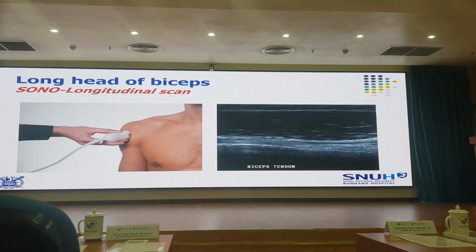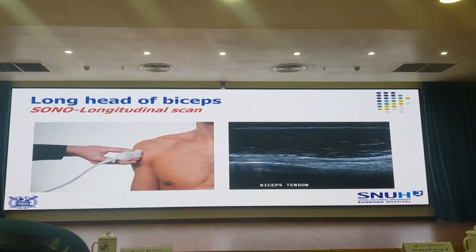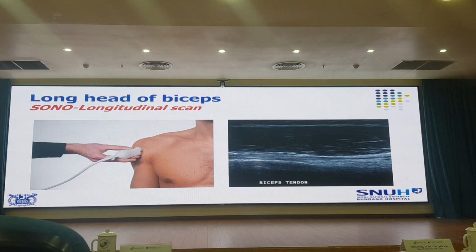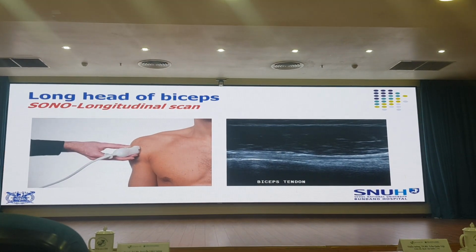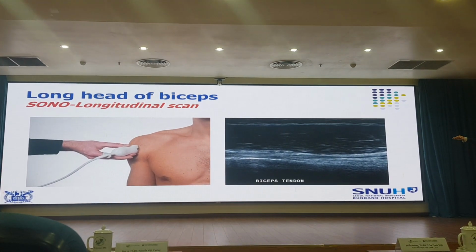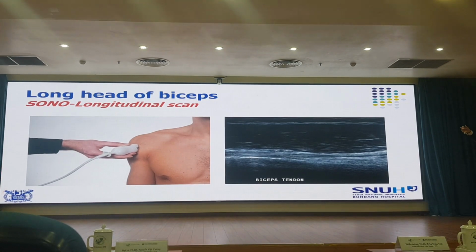After finding the biceps tendon, I rotate the probe to the longitudinal scan according to the long axis of the biceps, and you can see the whole fiber progressing longitudinally.